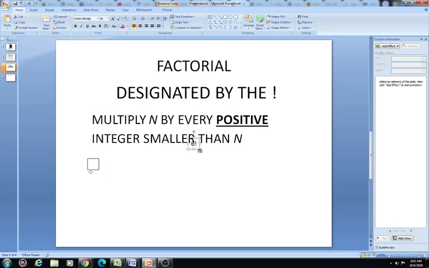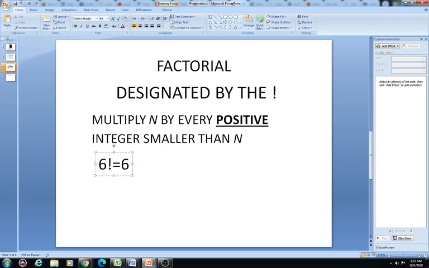I'll move that down here. There we go. Let's say I have 6 factorial. Well, what does that mean? If we go by our definition, I'm going to multiply n by every positive integer smaller than n. So that's going to equal 6, because that's n.